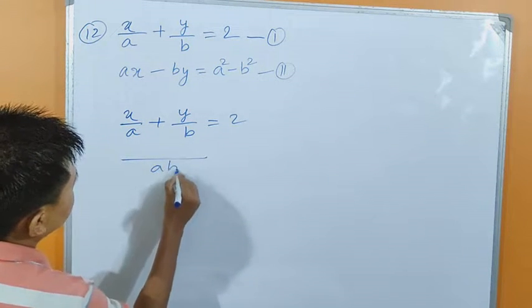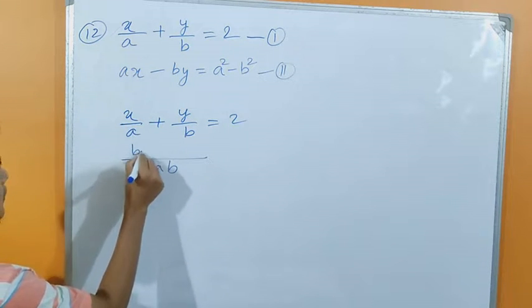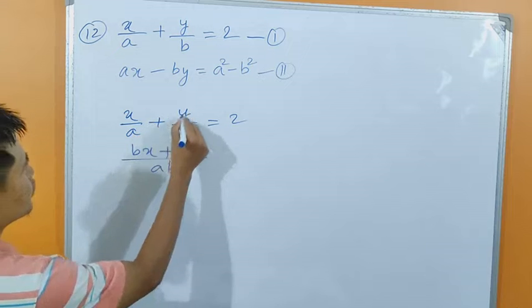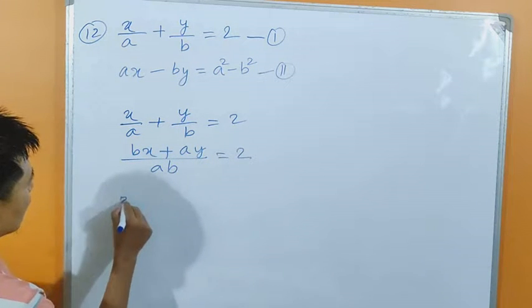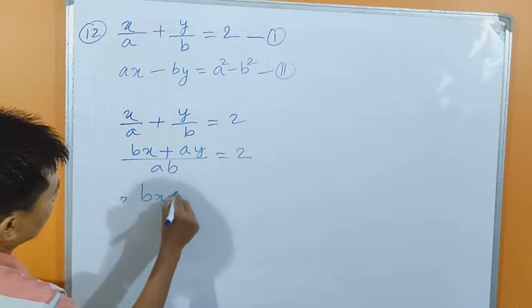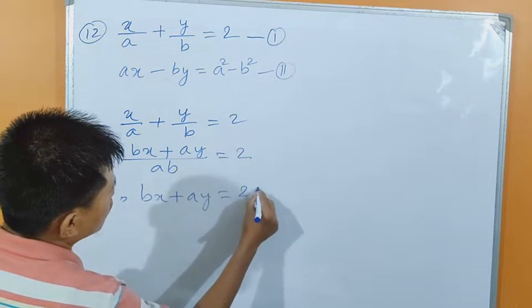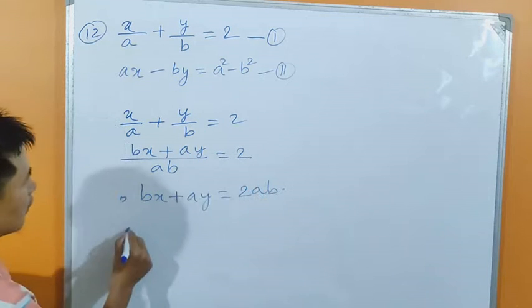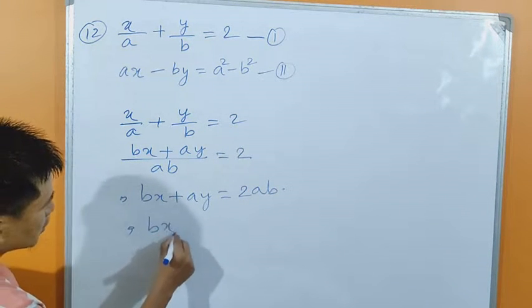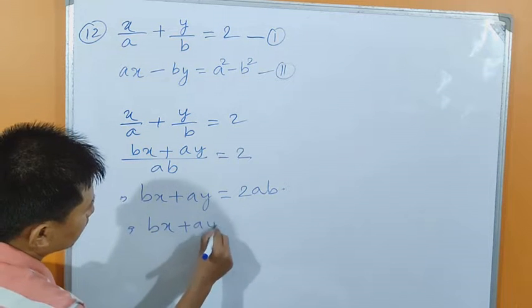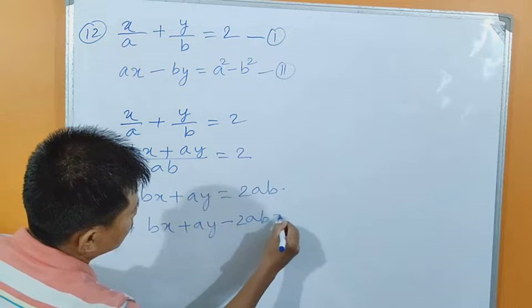It becomes AB. Now, multiply with B into X. B into X is BX, plus A into Y is AY equal to 2, or BX plus AY equal to AB into 2 is 2AB. Now, let us bring this 2AB to the left hand side. BX plus AY minus 2AB equals 0.